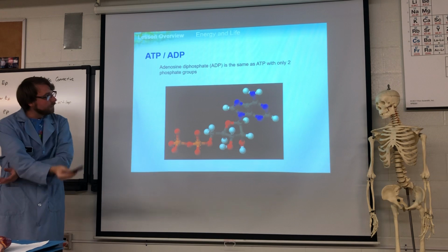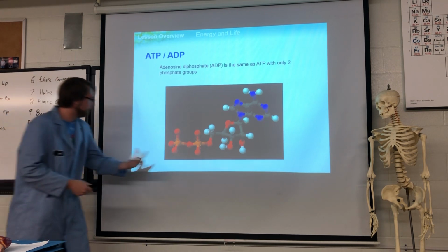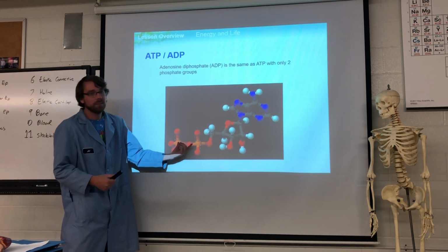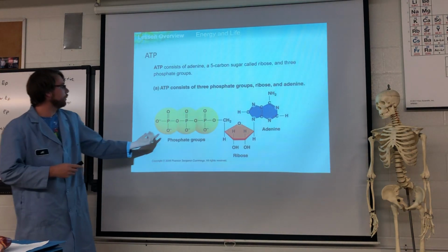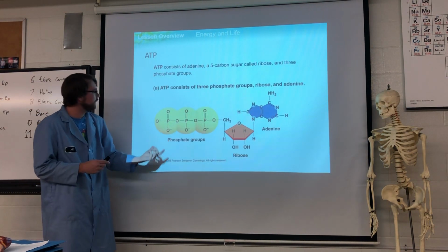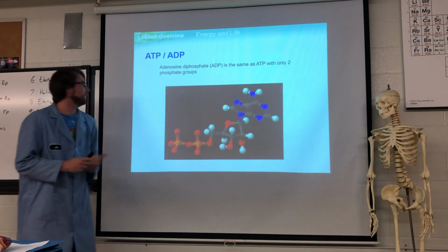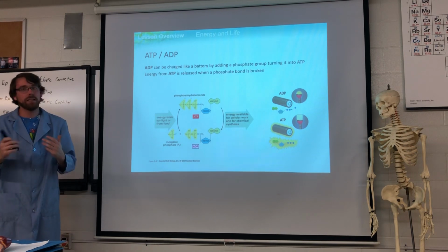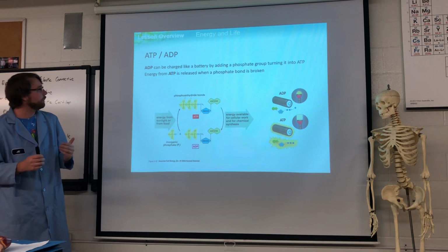ADP is the same thing as ATP, except it only has 2 phosphate groups. So this is the discharge form. We call it ADP, adenosine diphosphate, di for 2. So here we have ATP, triphosphate. Here we have ADP, adenosine diphosphate. So ADP can be charged like a battery by adding a phosphate group, turning it into ATP.